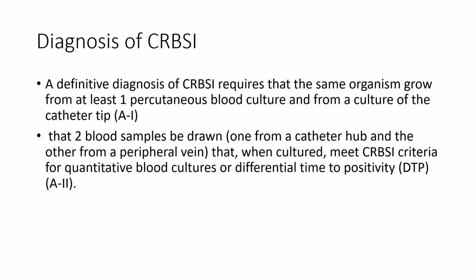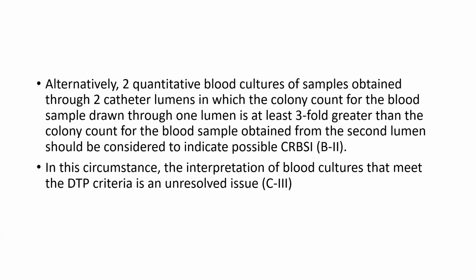Alternatively, two blood samples can be drawn that, when cultured, meet CRBSI criteria for quantitative blood culture or differential time to positivity. Two quantitative blood cultures of samples obtained through two catheter lumens, in which the colony count for the blood sample drawn through one lumen is at least threefold greater than the colony count for the sample obtained from the second lumen, should be considered to indicate possible CRBSI. In these circumstances, the interpretation of blood culture that meets the DTP criteria is an unresolved issue.